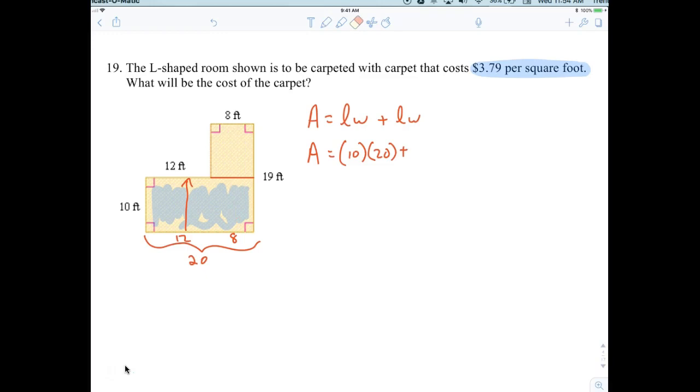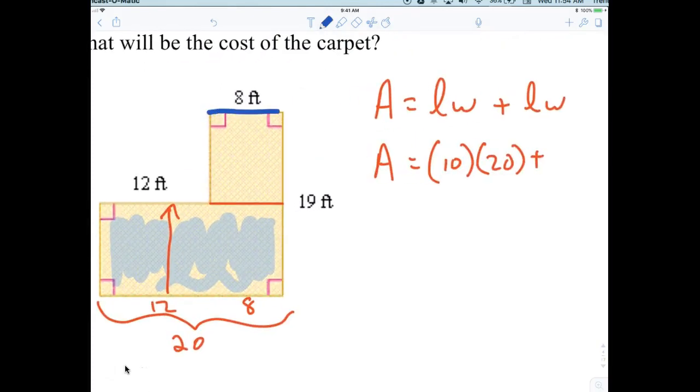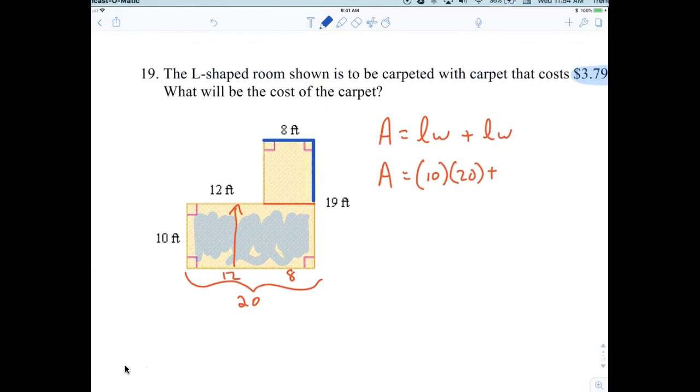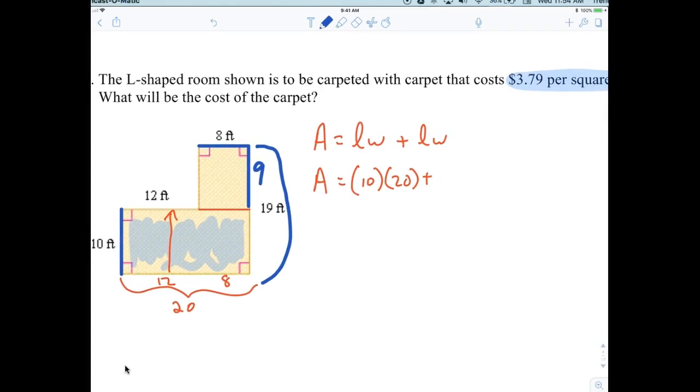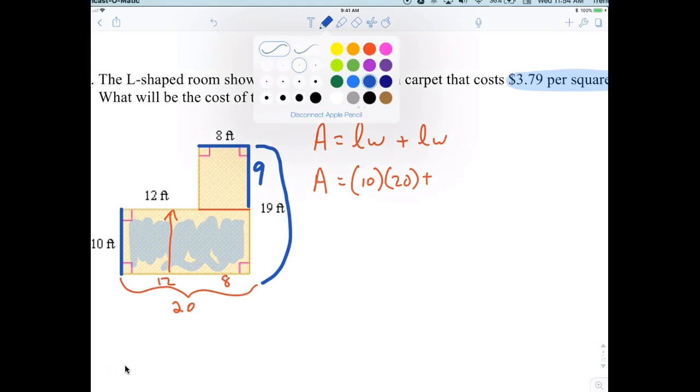Now I have to do the smaller one. It's 8. 8 by what? Julia, what do you think? It's definitely 8, right? Now what I normally tell kids to do is draw it from here to here. That's obvious that that's 8, correct? And then from here to here, I don't know, right? But I do know that the whole length is 19, and from here to here is 10, therefore it has to be 9. Is everybody comfortable with that? So then the dimensions of the smaller rectangle would be 9 by 8.